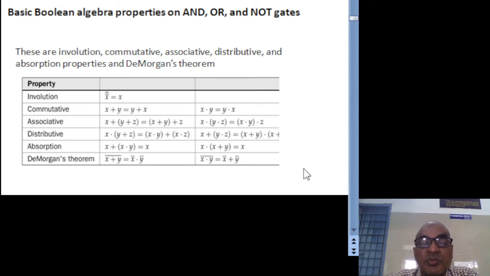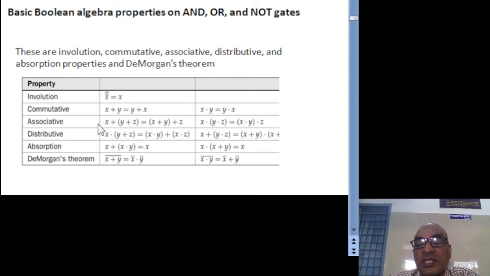In the commutative property, the order is not important for the given variables. In the commutative case you can take x plus y equal to y plus x. Whatever the result of x plus y is the same as y plus x. Similarly, on the AND operation, the order is not important: x and y is equal to y and x.